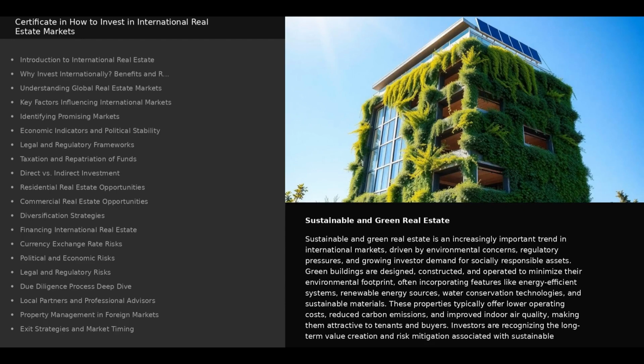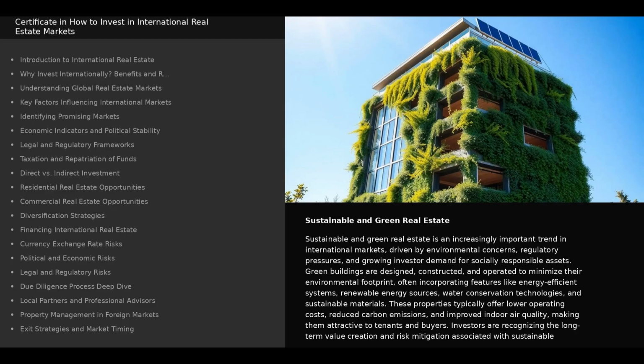Sustainable and green real estate is an increasingly important trend in international markets, driven by environmental concerns, regulatory pressures, and growing investor demand for socially responsible assets. Green buildings are designed, constructed, and operated to minimize their environmental footprint, often incorporating features like energy-efficient systems, renewable energy sources, water conservation technologies, and sustainable materials. These properties typically offer lower operating costs, reduced carbon emissions, and improved indoor air quality, making them attractive to tenants and buyers. Investors are recognizing the long-term value creation and risk mitigation associated with sustainable properties.